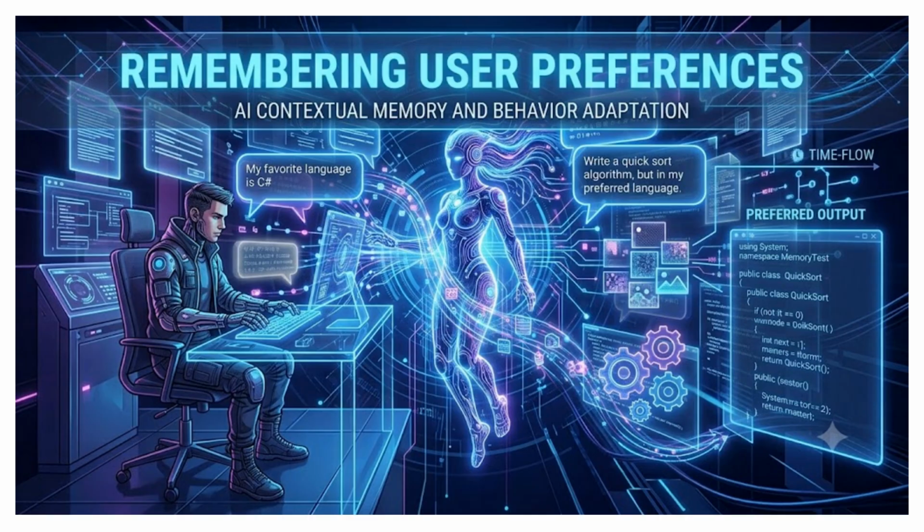Here's another simple example. You tell the AI, "My favorite programming language is C#." Later, you ask, "Can you write an example?" The AI remembers your earlier preference and generates a C# example instead of Python or Java. This happens because your previous message is still inside the context window.